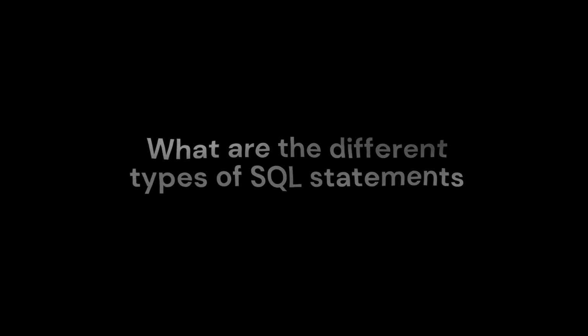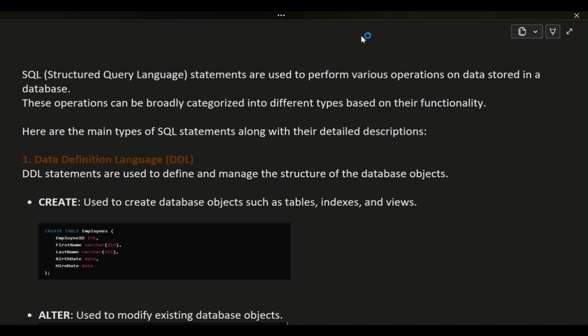Structured Query Language statements are used to perform various operations on data stored in a database. These operations can be broadly categorized into different types based on their functionality. Here are the main types of statements along with their detailed descriptions. 1. Data Definition Language, DDL. DDL statements are used to define and manage the structure of the database objects.